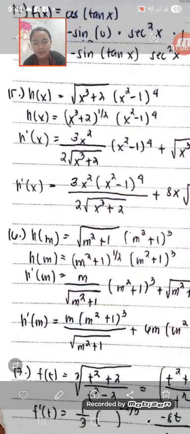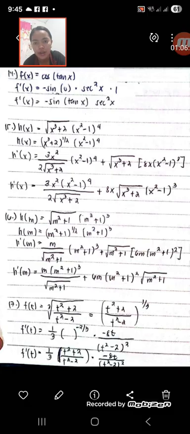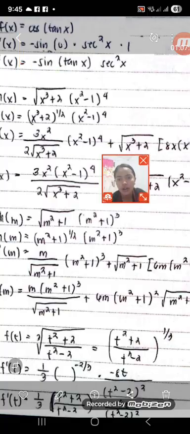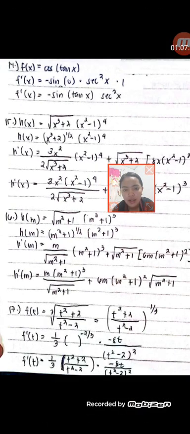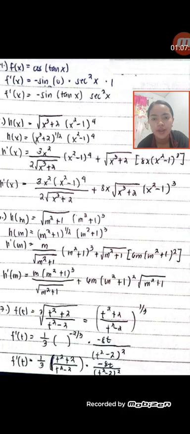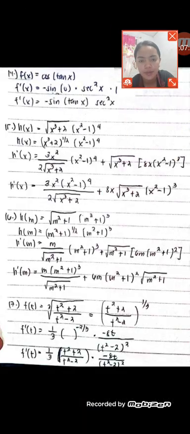For our number 14, we come up with cosine of tan x. So we just need to use the chain rule. So in using chain rule, the derivative of cos is negative sine, and the derivative of our inside function tan x is sec squared x, and our x is 1. That's why we come up with this answer. So the same process goes with the following items.